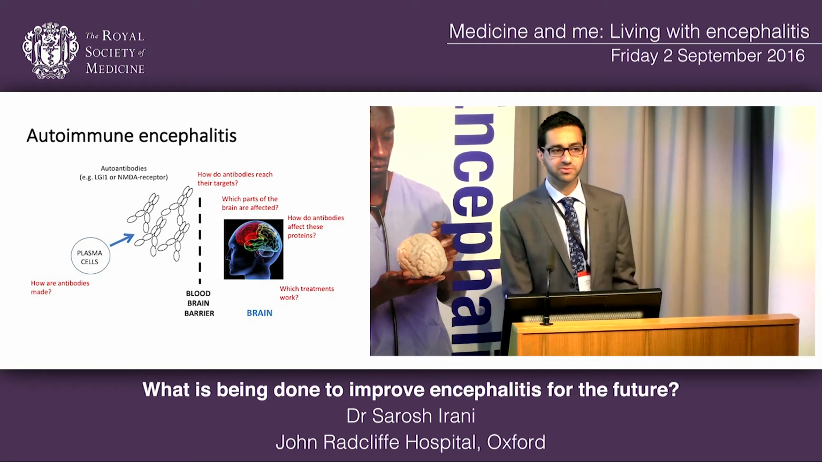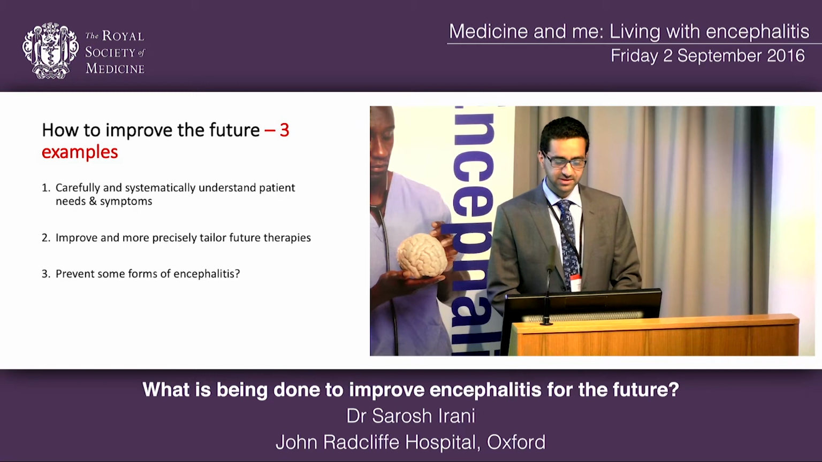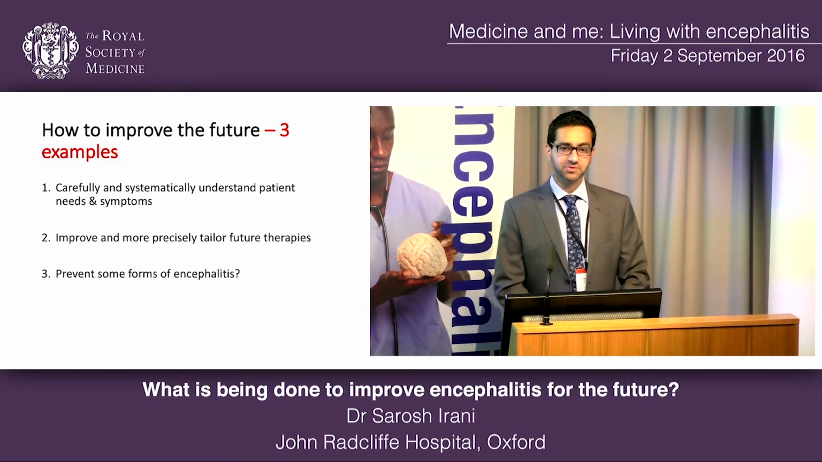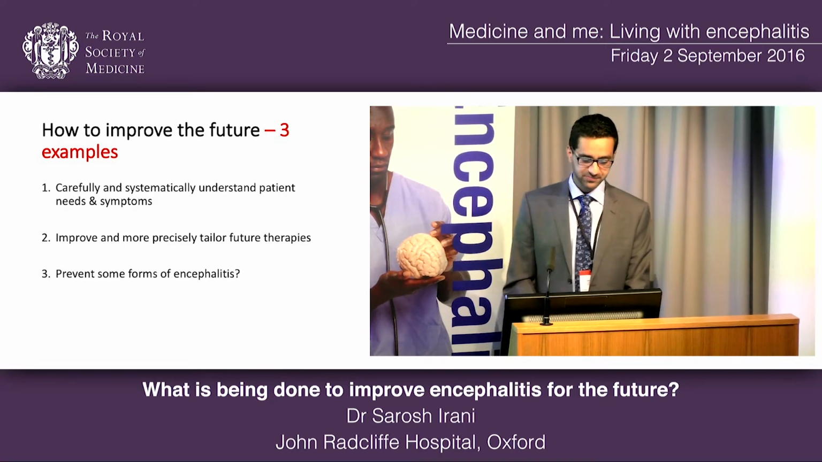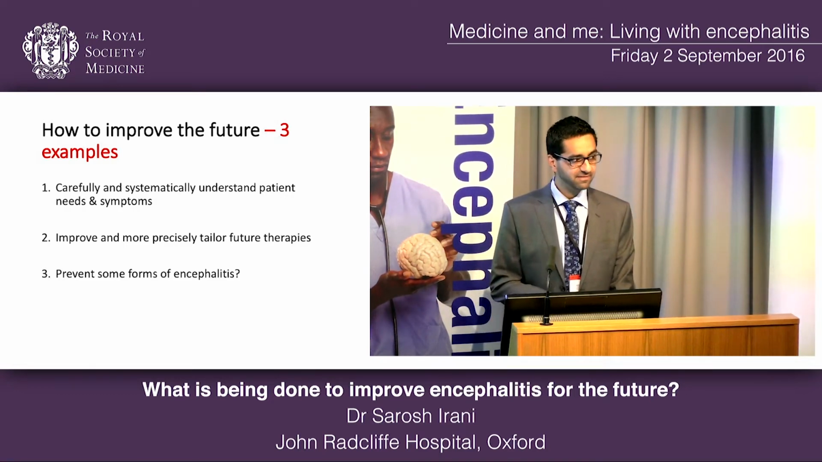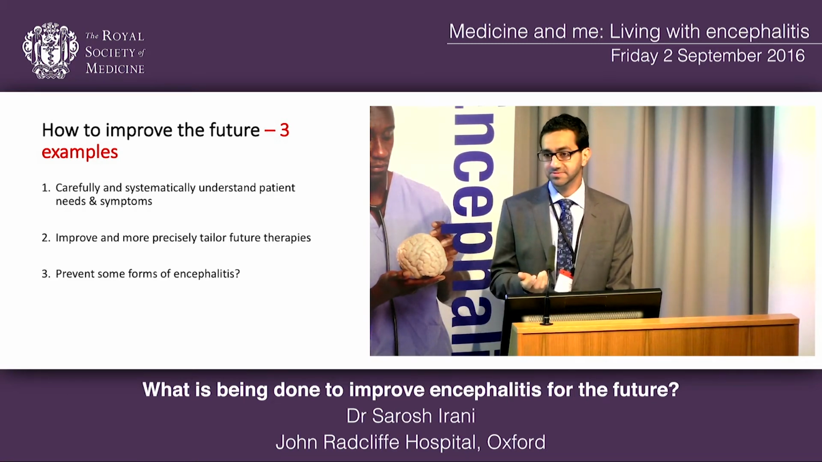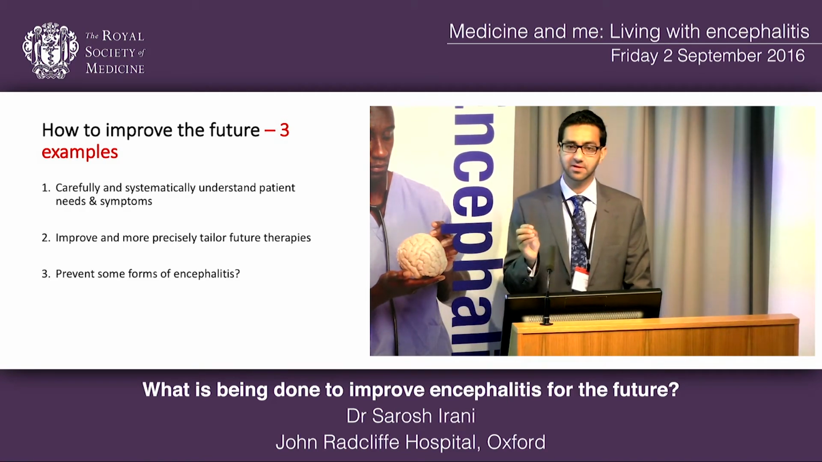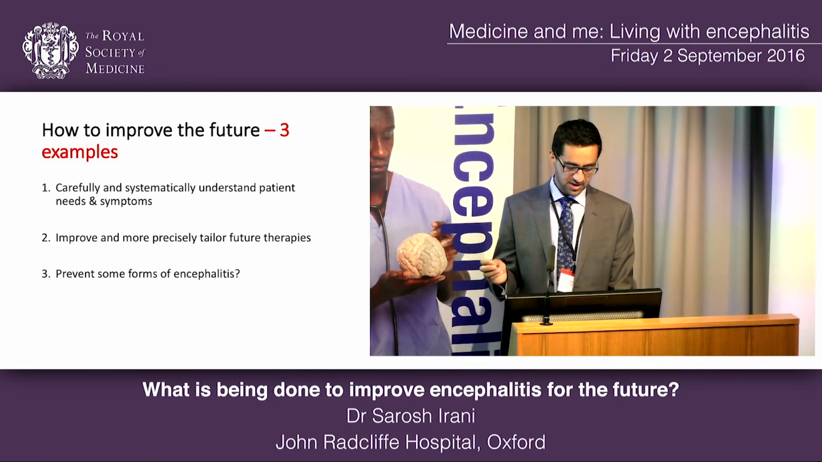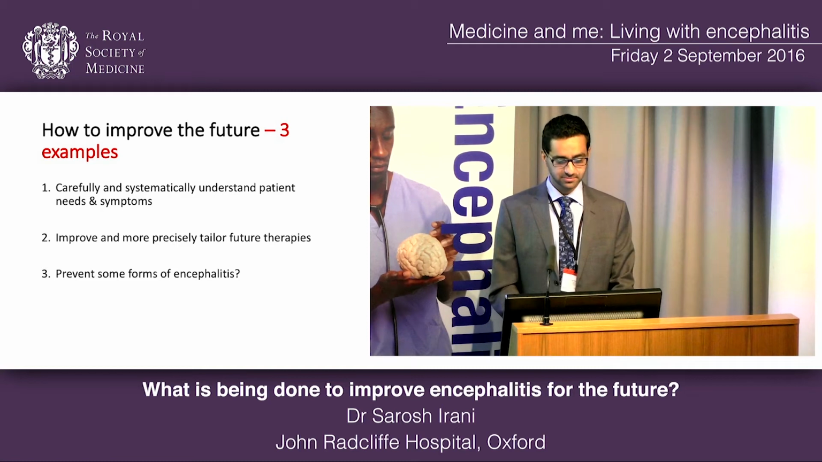And that's really the important point that I'm going to get to. And I'm going to get to it using three examples. So three examples of how our current research is aiming to try and improve the future. So the first is to try and carefully and systematically understand what patients think are the main problems. Secondly, to try and more carefully tailor therapies for the future. And thirdly, one example of how the research may go about preventing some forms of encephalitis.